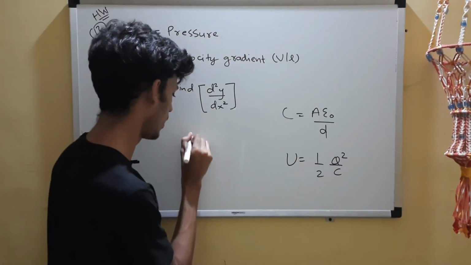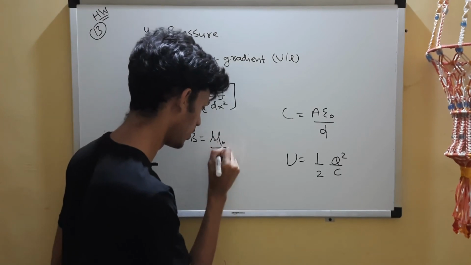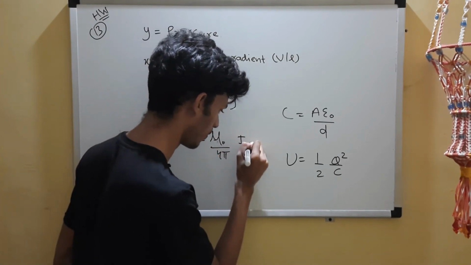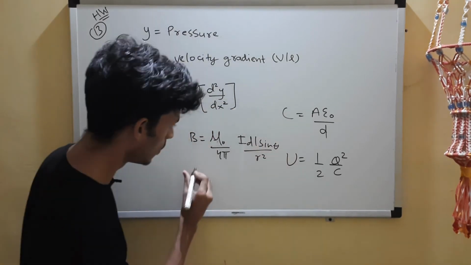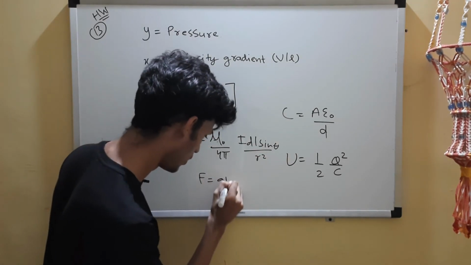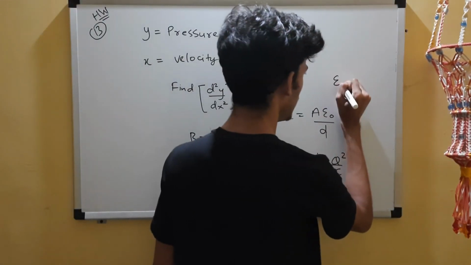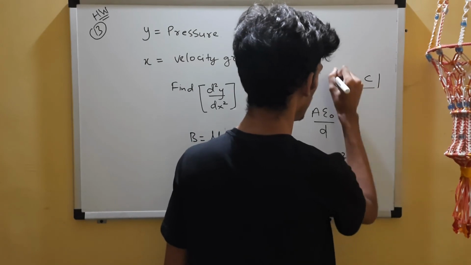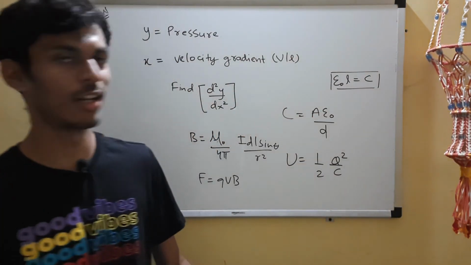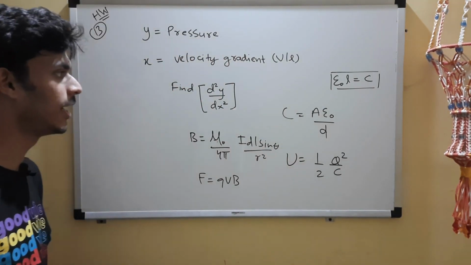Also for the magnetic field, the Biot-Savart law was not a good way of approaching it. So what did we use? We used the Lorentz force, QVB. Also we learned one result, epsilon naught L equals C, which helped us a lot in the previous problem.